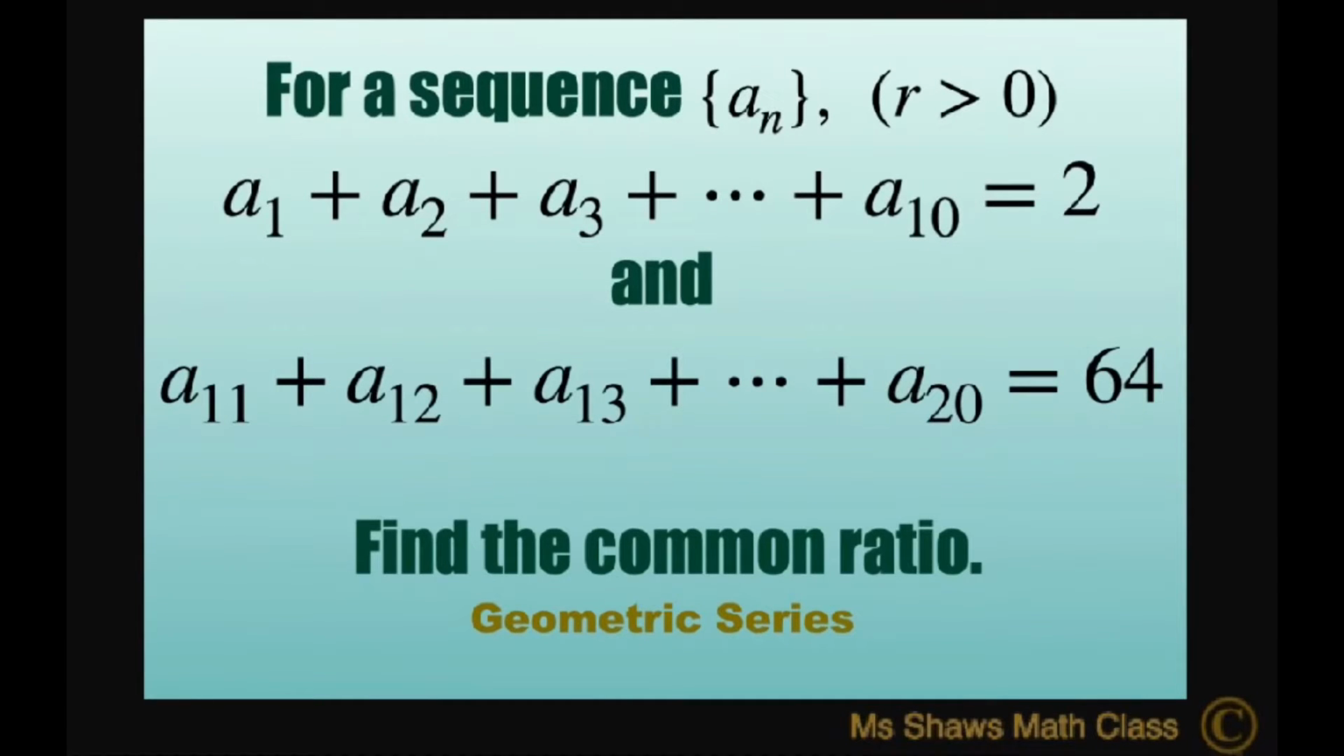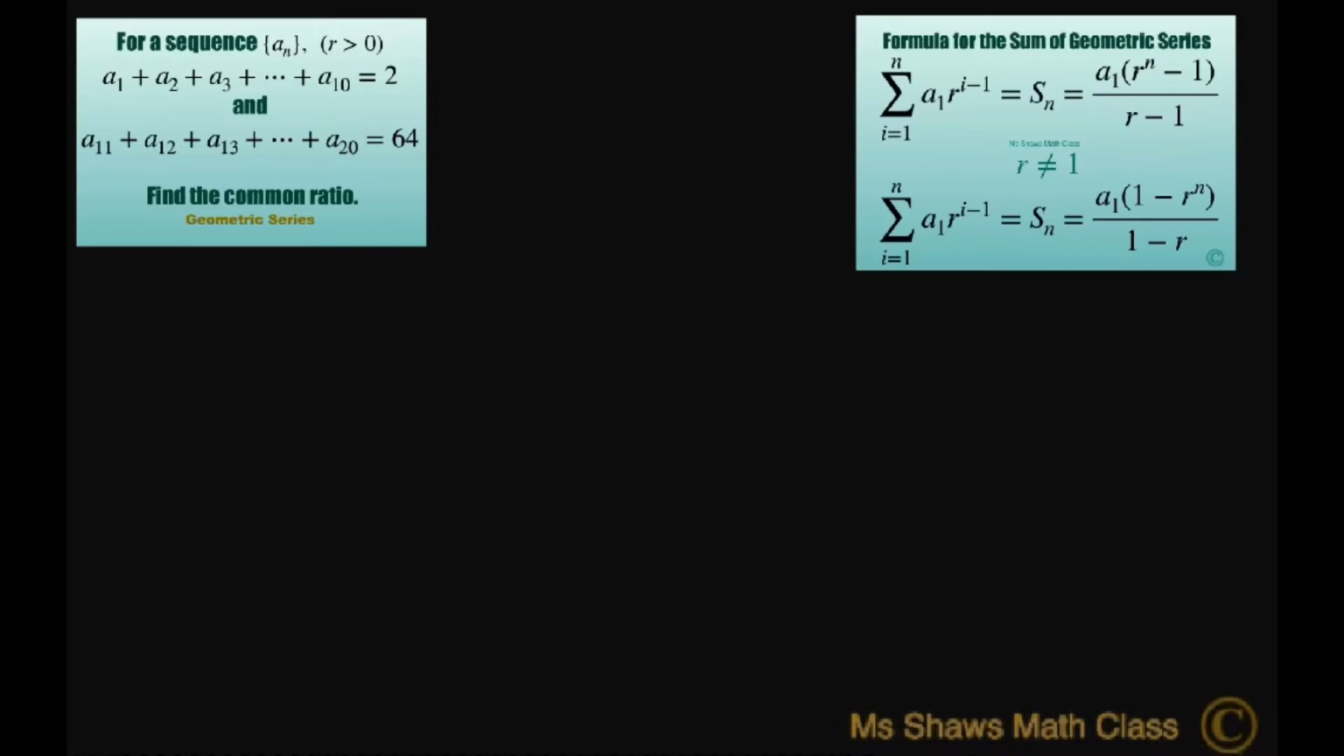For sequence a sub n, where r is positive, the sum of the first 10 terms is 2, and the next 10 terms sum to 64, and we're going to find the common ratio. So let's unpack this a little bit.